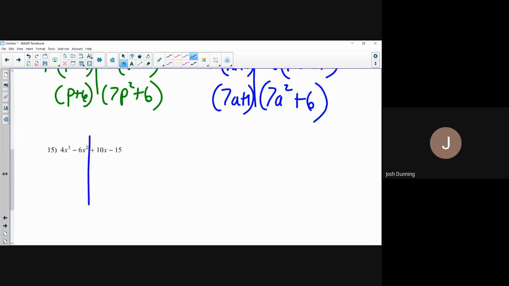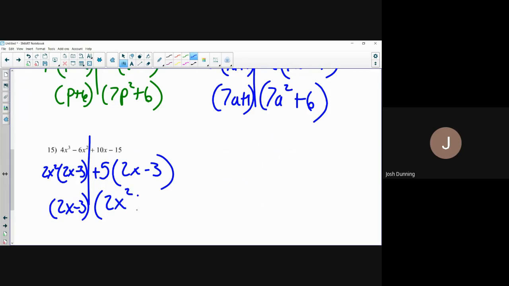15. Divide those by 2x squared. So you're left with 2x minus 3. You can divide the right side by 5. 2x minus 3 again. Take that out. 2x squared plus 5.